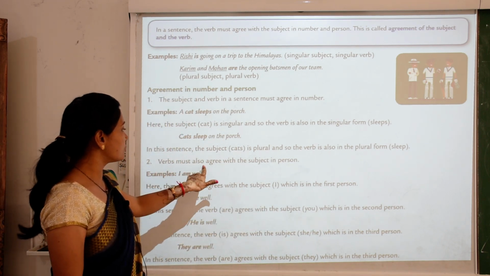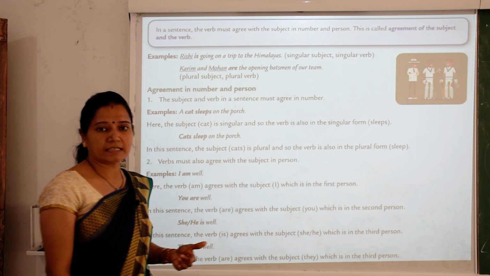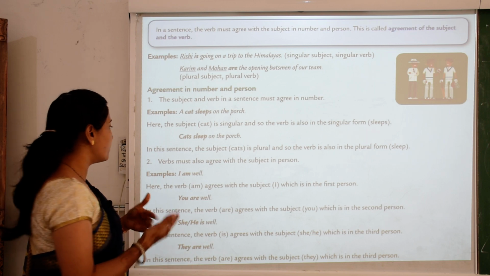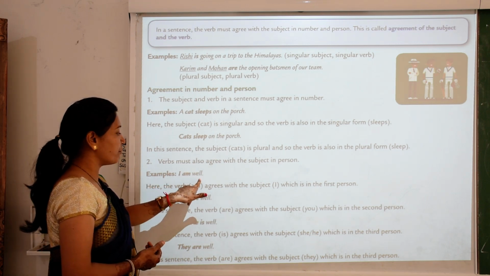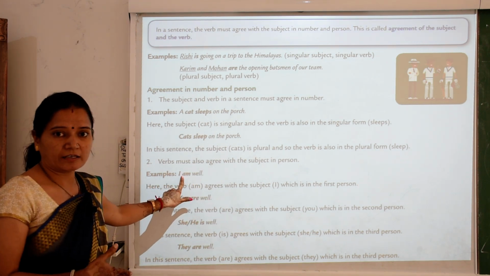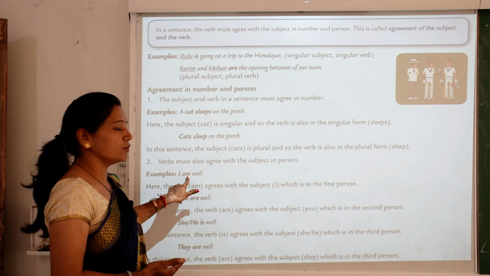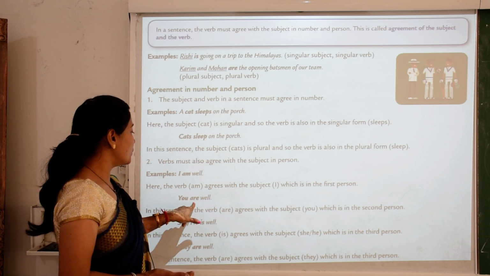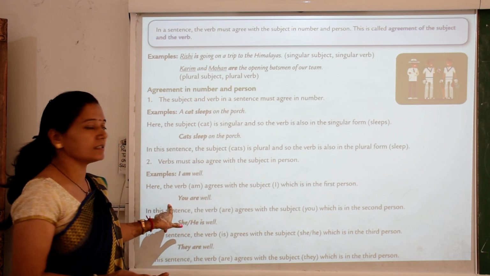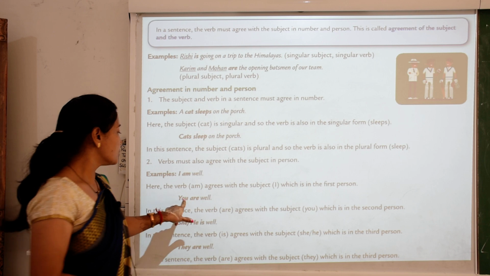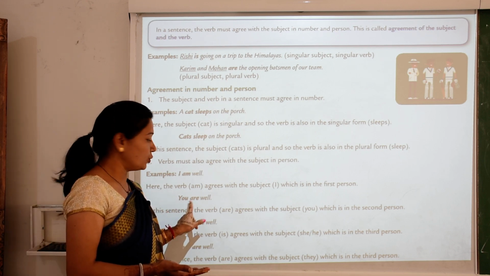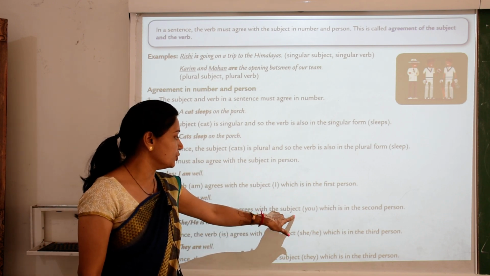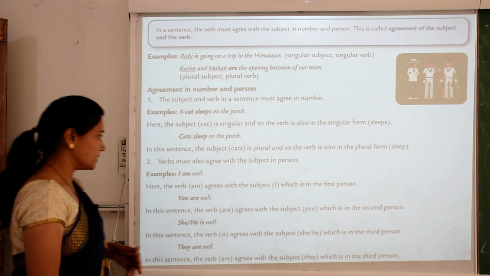The verb must also agree with the subject in person. As I told you, first person, second person and third person, so the verb must agree with that. I am well. Here our subject is I, and always with I we are using am. So, I am well. Next is, you are well. Here our subject is in the second person form, so with that we are using are. You are well. In this sentence the verb are agrees with the subject you, which is in the second person.